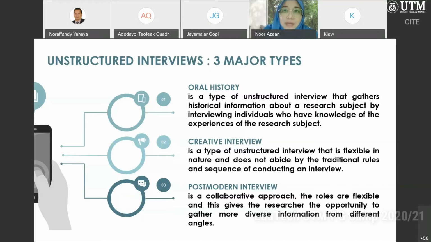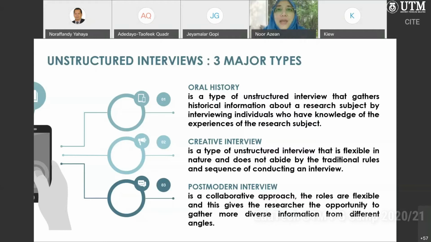Okay, second, we have a creative interview. The creative interview is a type of unstructured interview that is flexible in nature and does not abide by the traditional rules and sequence of conducting an interview. For example, I'm saying that about the kindergarten, right? So this is where you must use the creative interview. Sometimes we use a flip chart, or additional learning materials or toys, while doing the interview, right? So we call it a creative interview, right?